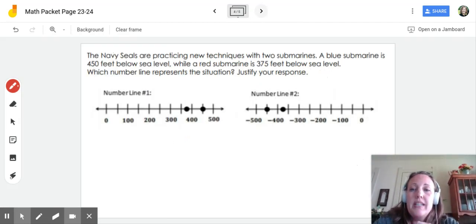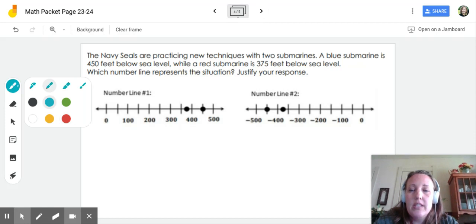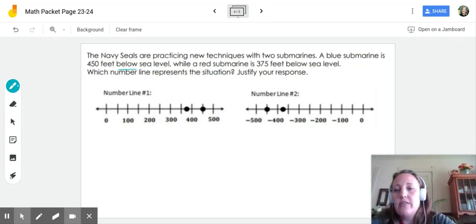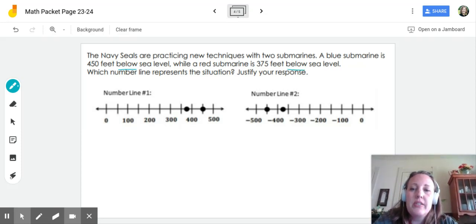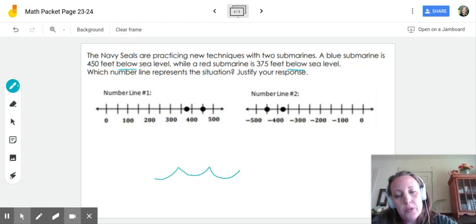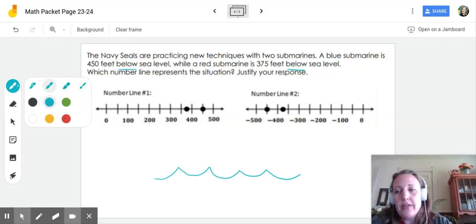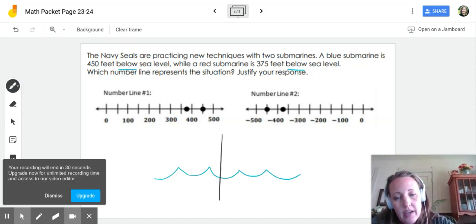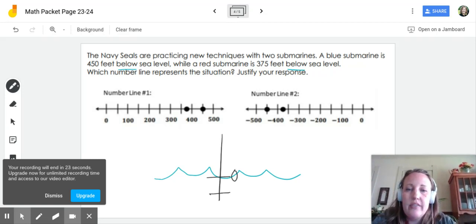The Navy SEALs are practicing new techniques with 2 submarines. A blue submarine is 450 feet below sea level, while a red submarine is 75 feet below sea level. Which number line represents the situation? Okay, so sea level, boom, boom, boom, boom, boom, right? And if you think about it in terms of a vertical number line, the sea level is always 0. Anything below that is negative, right?